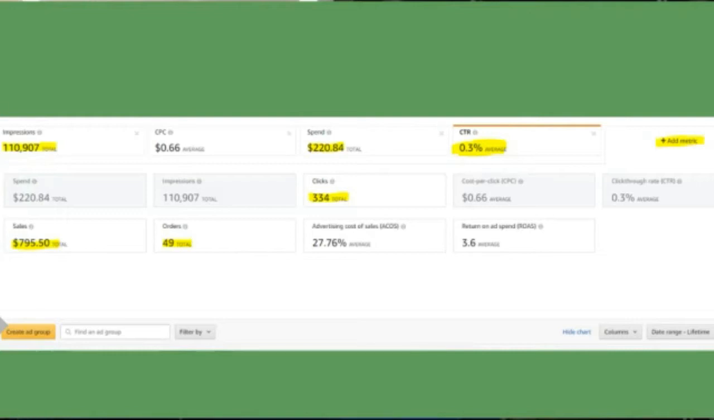The first one on the top is impressions. Impressions, 110,000 and whatever. Impressions means the number of times your ad was shown to people, appeared on the screen. The ads we're talking about, and the ones we mostly do, are sponsored product ads, the most successful ones for us.